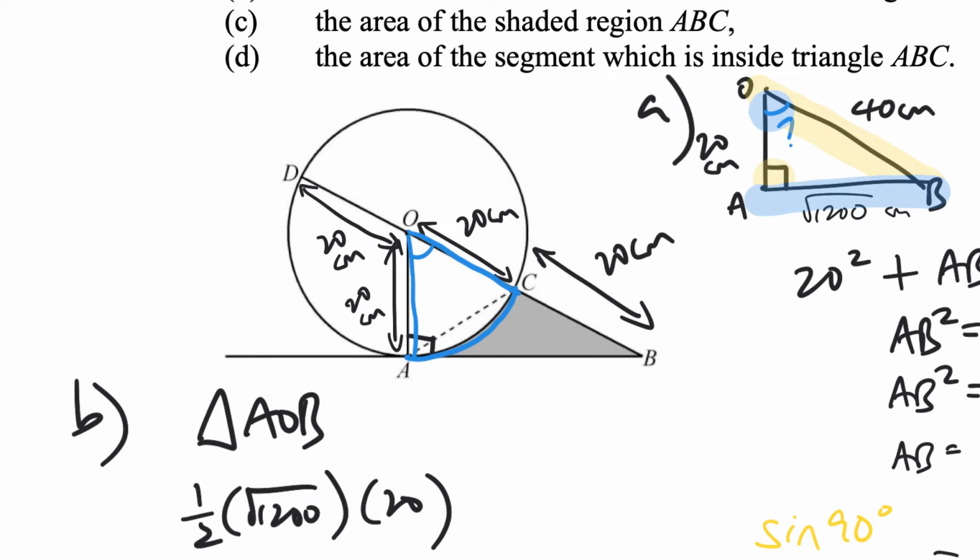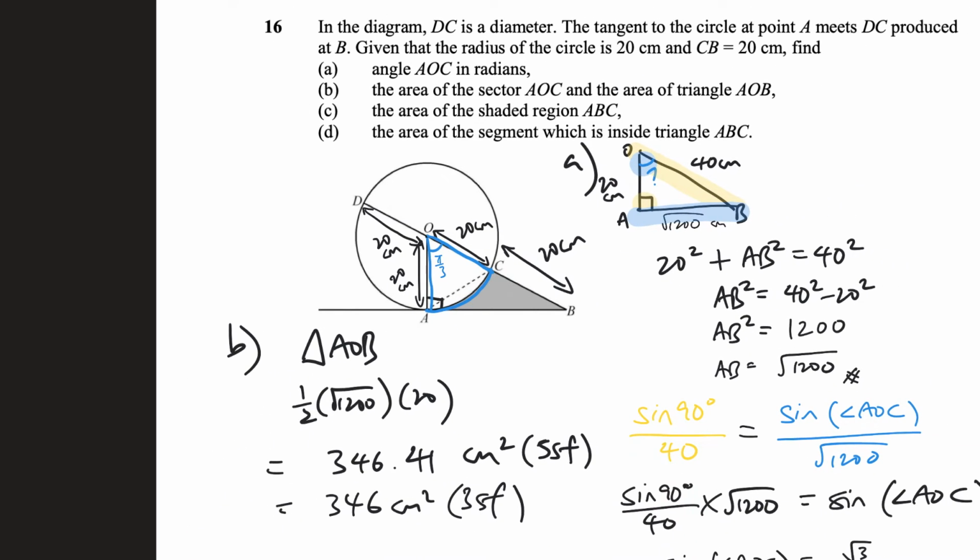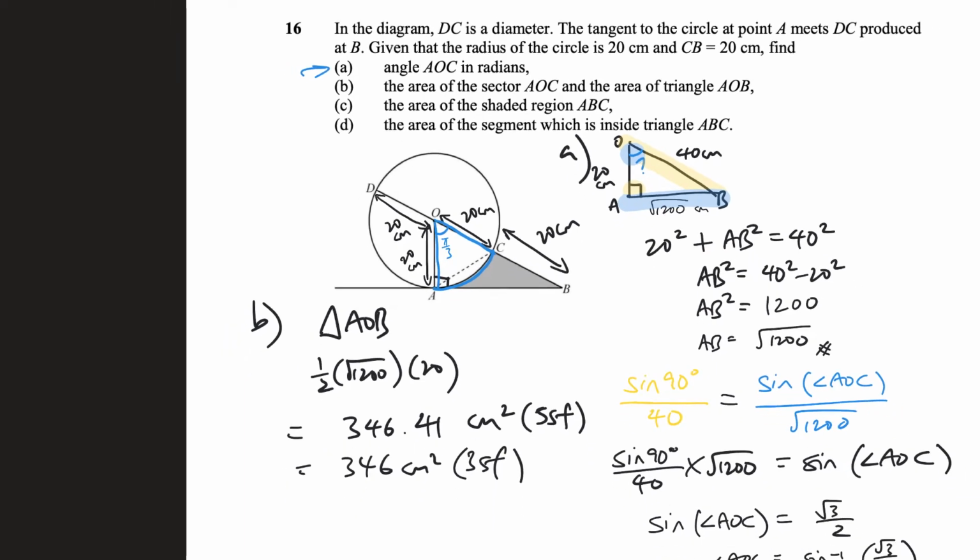It's now found to be pi over 3, right? We found it over here in part A. And since it's pi over 3, I can easily find the area of the sector using the formula.